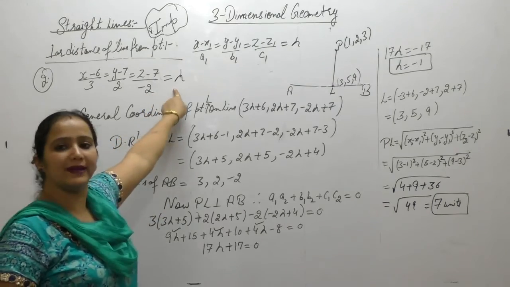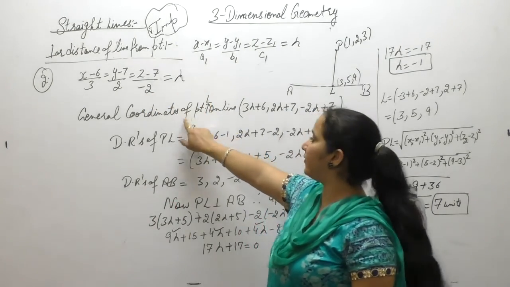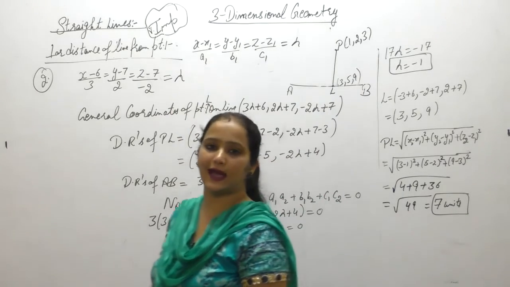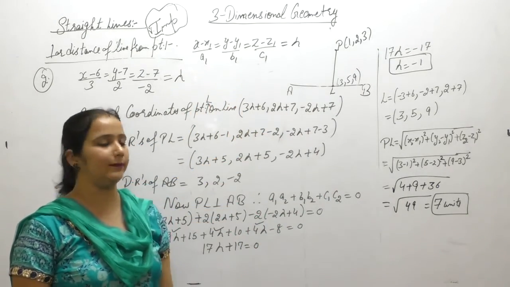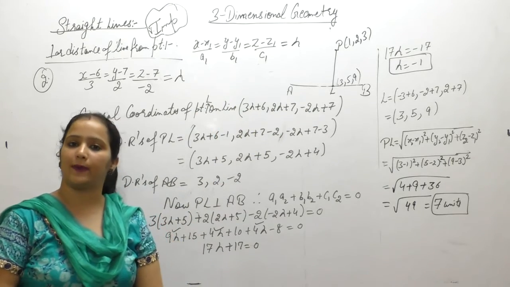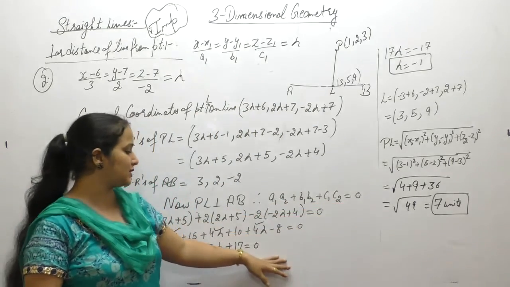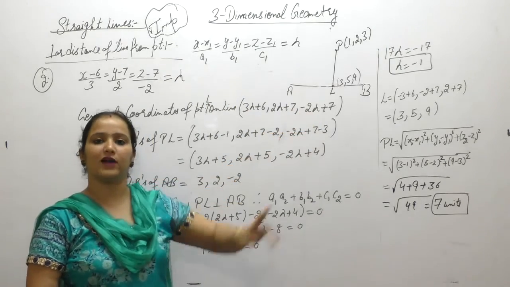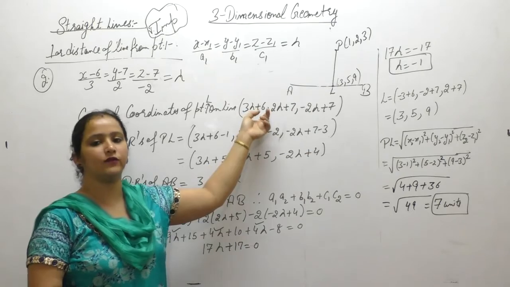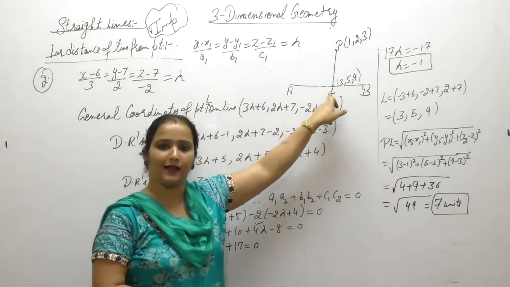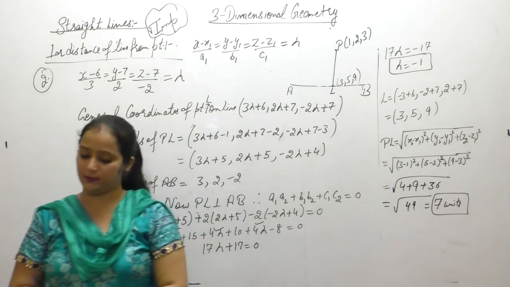First, we put the given line equal to lambda, then we find the general coordinates of point L. Then the direction ratios of PL, then the direction ratios of AB. Since these two lines are perpendicular, A1 A2 plus B1 B2 plus C1 C2 equals 0. After that, we get the value of lambda as minus 1. Put the value of lambda here, then we get the coordinates of point L. Then by using the distance formula, we find the distance PL.